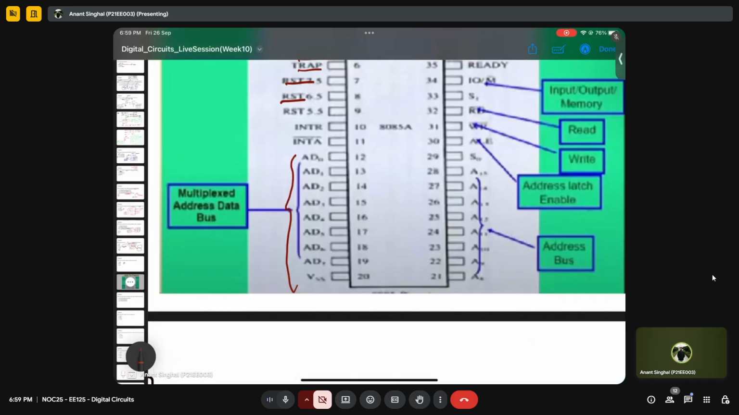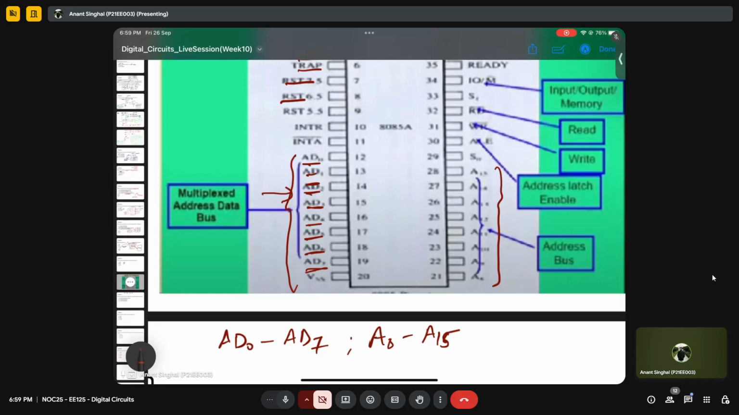You see it is AD0 to AD7, right? These are the 8 bits of the address data bus. And along with these, there is also the address bus, which is written as A8 to A15. So these are in total 16 lines. That is what I think you were referring to.